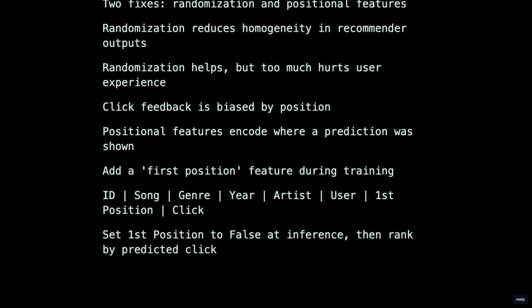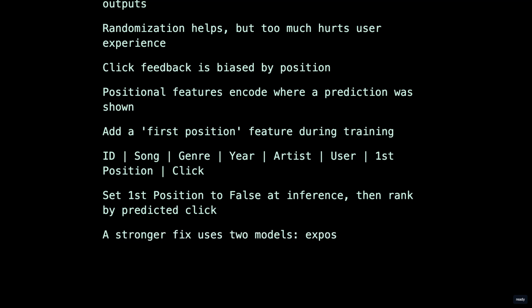The naive feature trick is often not enough. So a cleaner design is to split the problem into two stages. One model estimates whether the user will even see and consider the item, and a second model estimates the click once exposure has been accounted for.